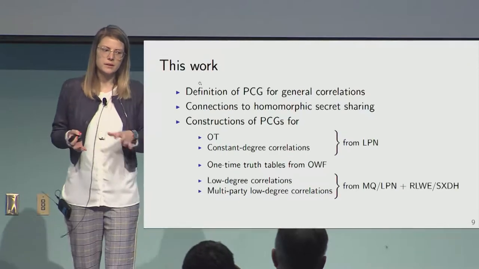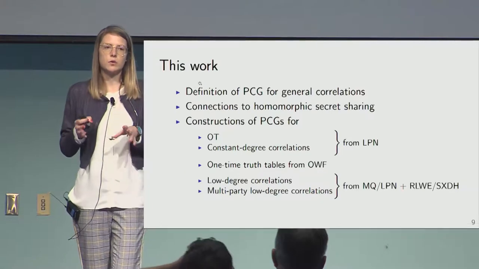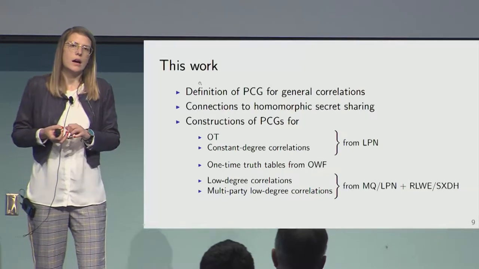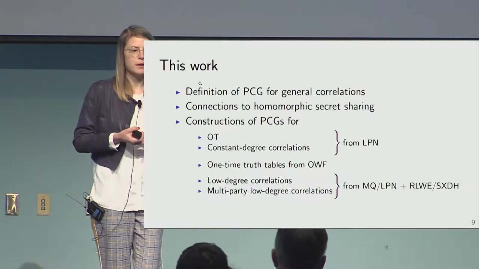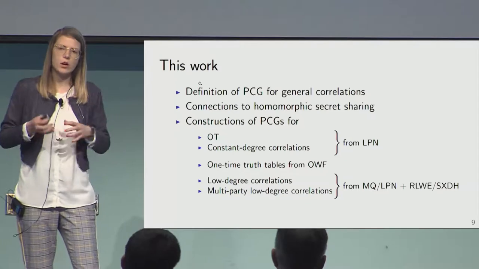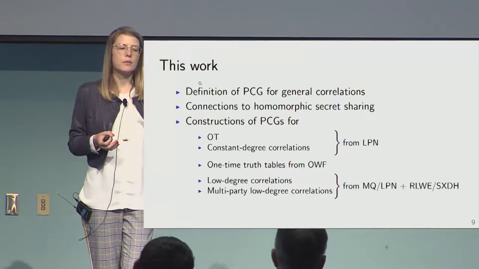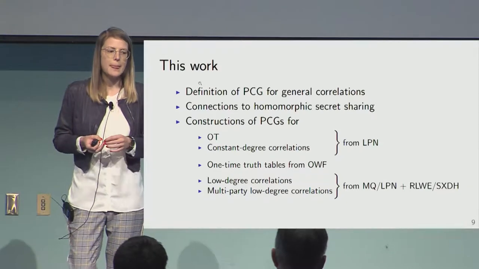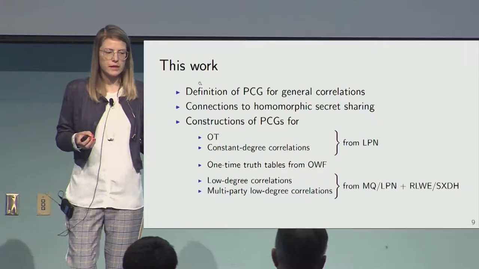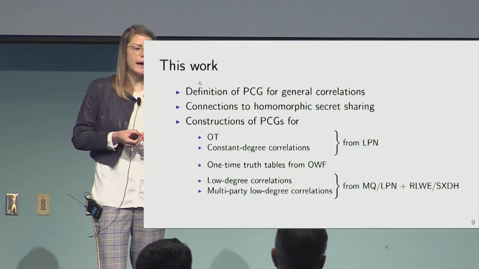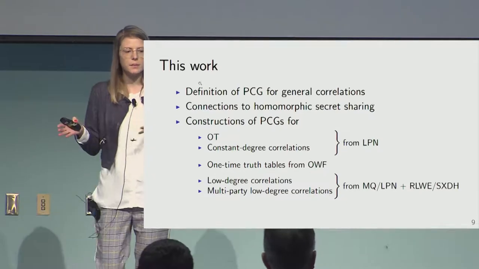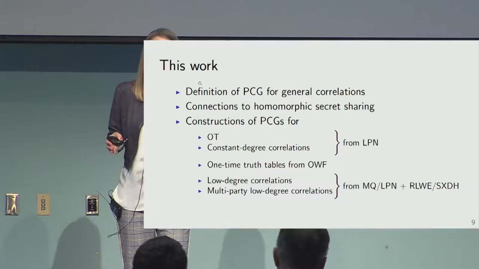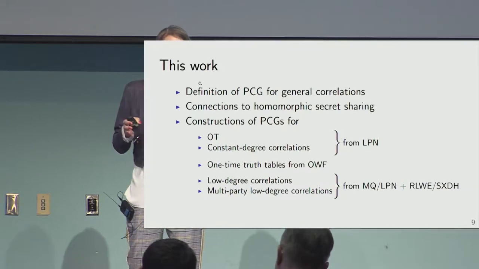So what we did in this work was we defined pseudorandom correlation generators. We formally defined it for general correlations. We gave two-way connections to homomorphic secret sharing, and concrete constructions for oblivious transfer from the learning parity with noise assumption, or more generally, constant degree correlations. We gave a construction for one-time truth tables just based on one-way functions, and for low-degree correlations in the two-party and the multi-party setting from either the multivariate quadratic assumption or, again, the LPN assumption, together with learning with errors over rings or the symmetric external Diffie-Hellman assumption.